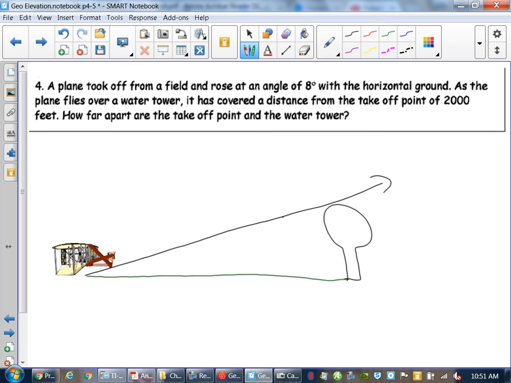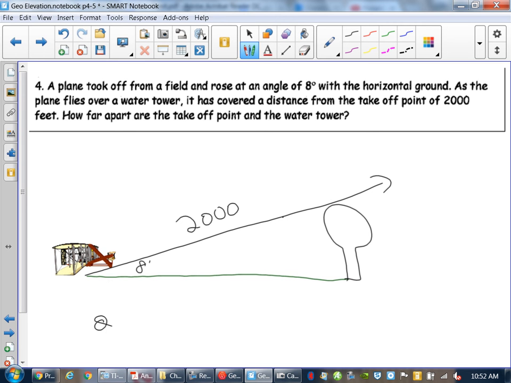Anyway, that angle of elevation rising up was how many degrees? 8 degrees. So that's the angle of elevation, taken off at 8 degrees. Now, when you're measuring the distance of an airplane, the airplane's traveling up and away. So that's how far it's traveling. So the hypotenuse then is 2,000.